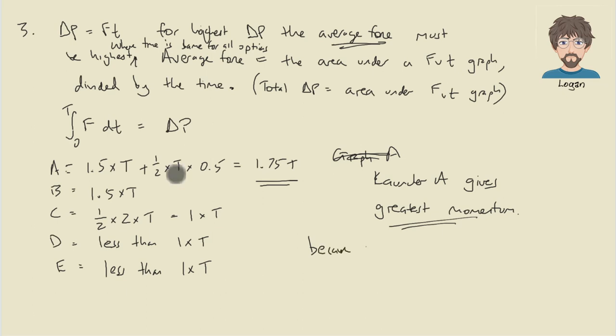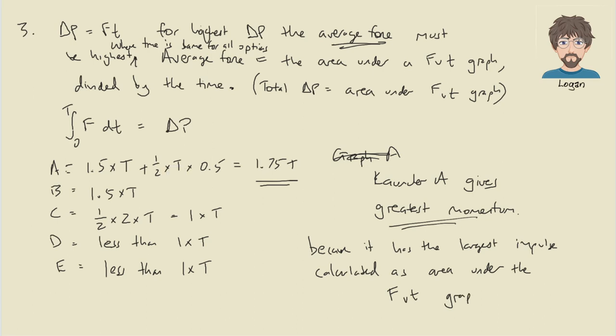Because it has the largest impulse, calculated as area under the F versus T graph. That was question 3.